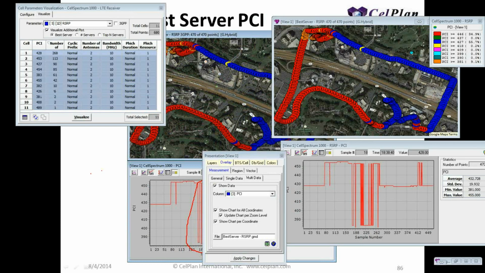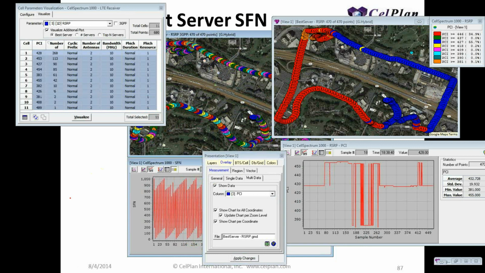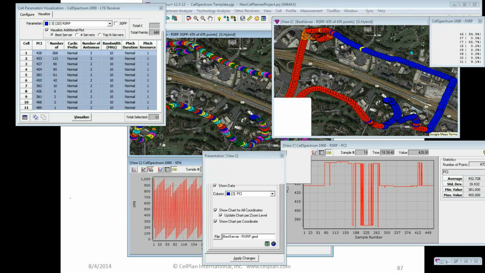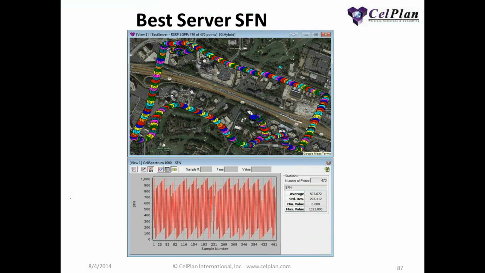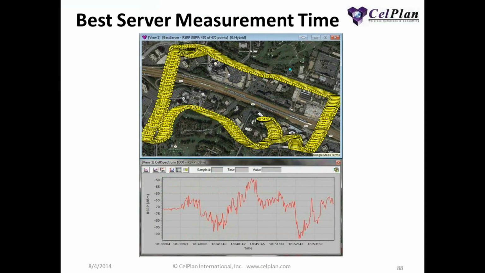So let me go back to the best server. So next is the best server SFN. Then the measured time, so you can find when the measurement was done at which location. The number of servers, and you can see that in some places we have many servers. The first server signal level, the first server PCI.